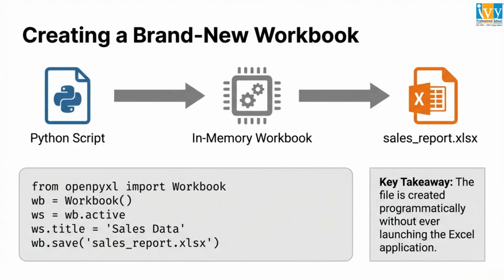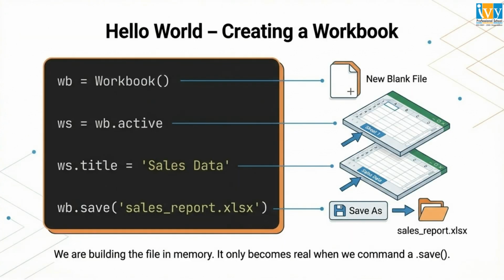So let's begin at the beginning. A Python script creates a workbook entirely in memory. Nothing is written yet. Nothing is clicked. The file only becomes real when Python is told to save it. Here's what that looks like in practice. We create a workbook. We activate a sheet. We give it a name. And only when we call save does Excel actually exist. Until then, everything is safe, controlled, and automated.